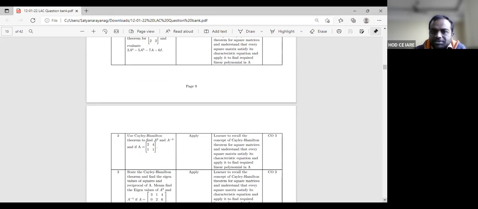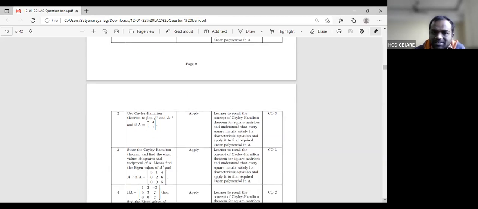Second one, use Cayley-Hamilton theorem, find the a cube and a power of minus 3 with the help of capital A is equal to, first you can write into the a cube a square is equal to ఏమొస్తుందో మనకు చెప్పండి. సో దాన్ని బేస్ చేసుకొని క్యారెక్టరిస్టిక్ ఈక్వేషన్ సాటిస్ఫై అవుతే you can directly find out the a cube and a inverse, a power of minus 3 also you can write into there, no problem.